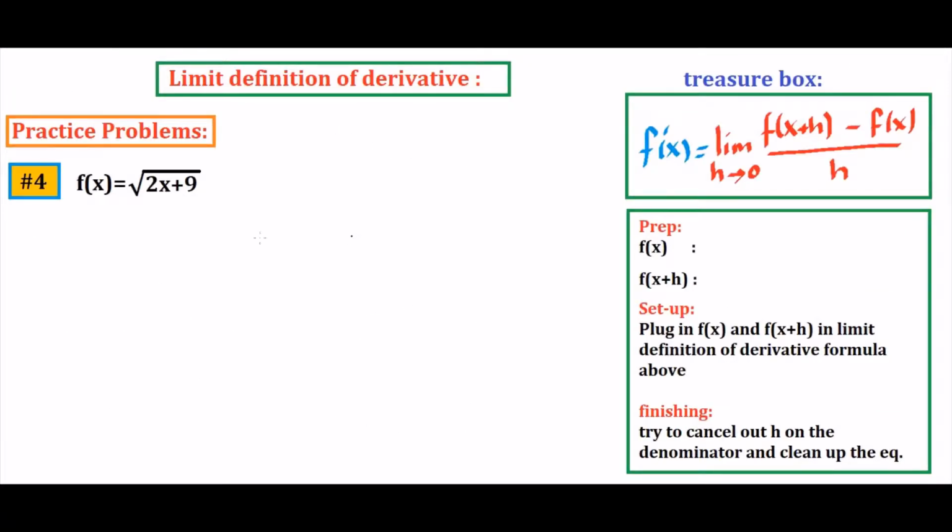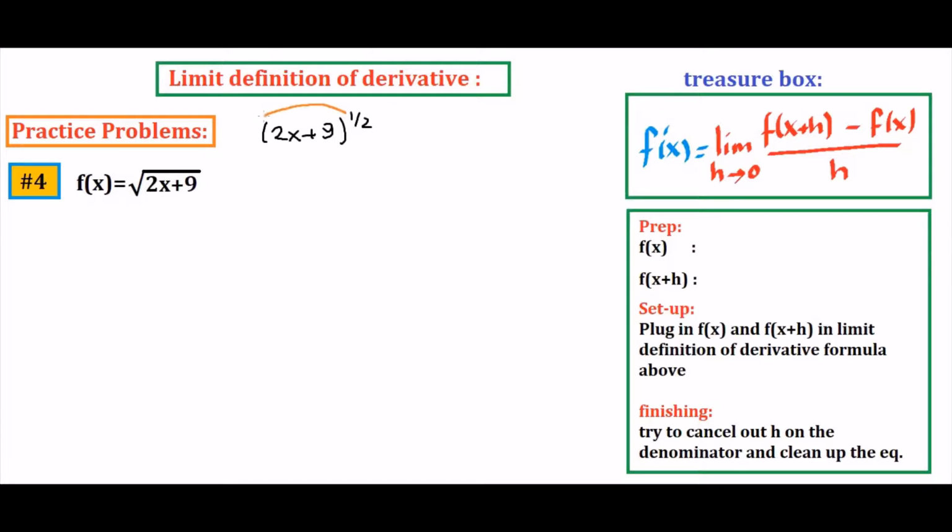On problem number 4, we're going to take the derivative of the square root of 2x + 9 using the limit definition of derivative. Before we do that, let's take the derivative using our normal derivative knowledge and compare the expected answer. We can express the square root of 2x + 9 as (2x + 9) to the power of 1/2. That's what square root means. So we can apply the power rule and the chain rule.